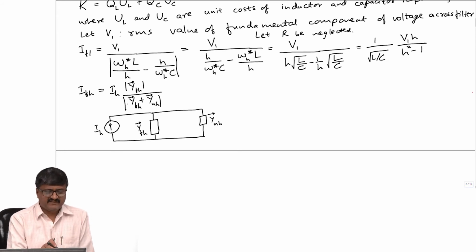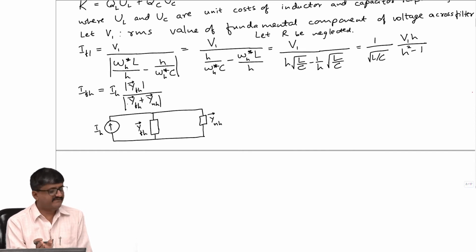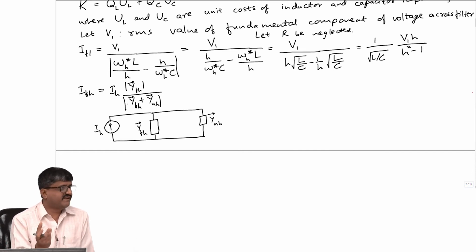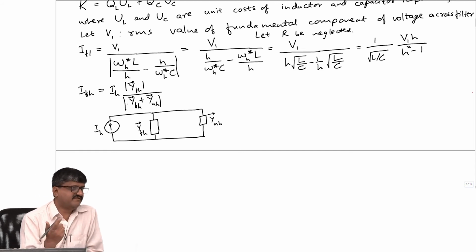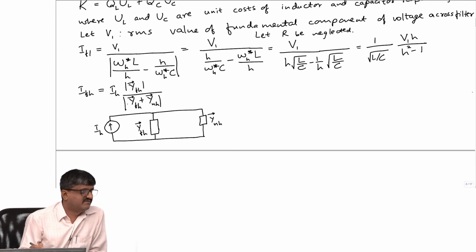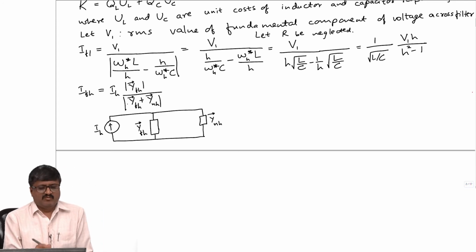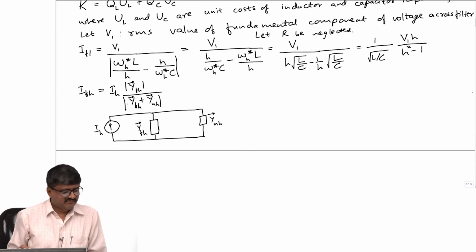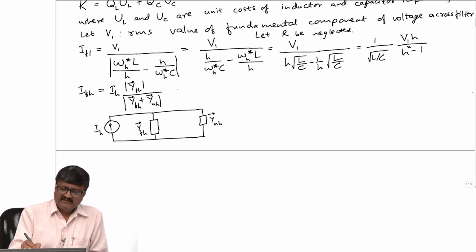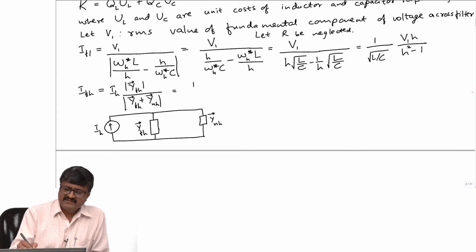Just divide this equation by Y of H on both sides. What do you get if you divide by Y of H magnitude? You get the magnitude of the voltage at the harmonic frequency, that is VH we get. VH was the notation that we used in the last class. So, this can be written as IH.